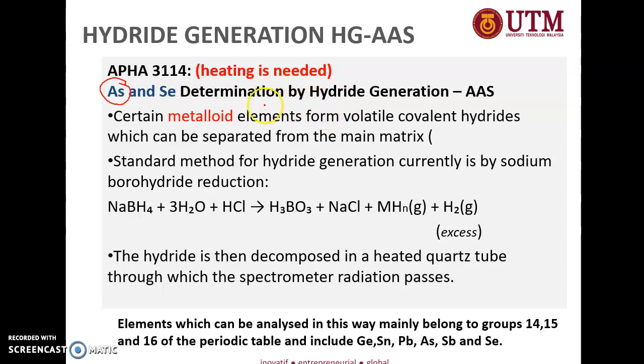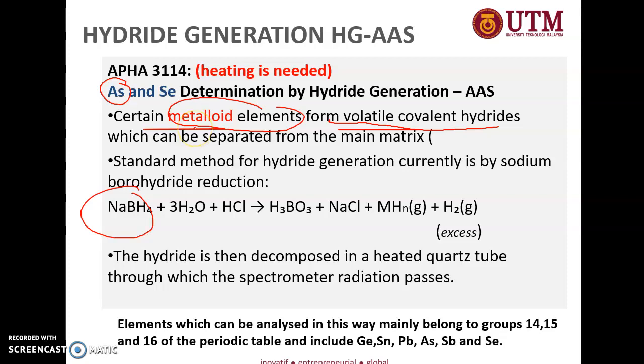As stated in APHA 3114 method, this is the example of arsenic and selenium determination by HGAAS. Why can metalloid elements be subjected to this method? Because they can form volatile covalent hydrides which can be separated from the main matrix, such as those metals that cannot be reduced by this chemical reagent. Therefore, it is more sensitive, because metalloids are the ones that can be reduced by sodium borohydride. Therefore, they can be separated from the other matrix interference.